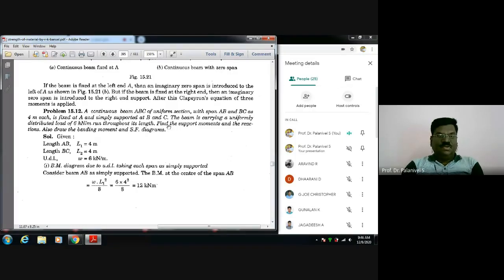So span AB is given as 4 meters, span BC is also 4 meters, and the UDL is 6 kN per meter. That is the given data. First, the bending moment diagram for the UDL is taken. First, what to do?